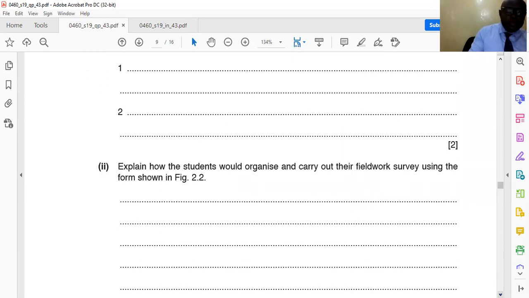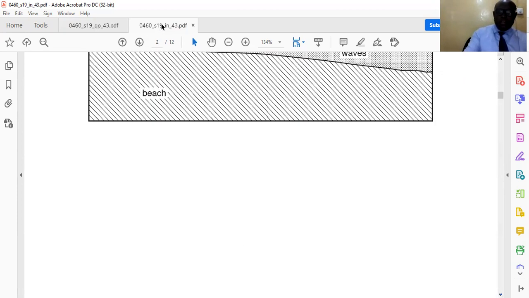Explain how the students will organize and carry out their fieldwork survey using the form shown in figure 2.2. Okay, let's see what the form looks like.